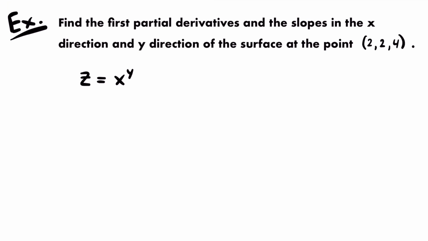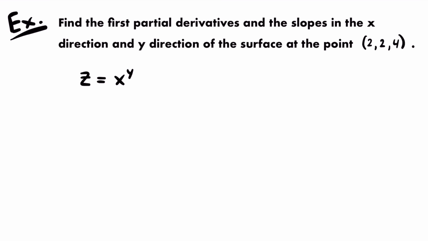Okay, so for this example, we want to find the first partial derivatives and the slopes in the x direction and y direction of the surface at the point (2, 2, 4). And our given surface is z is equal to x to the power of y. And so let's start by finding the first partial derivatives.